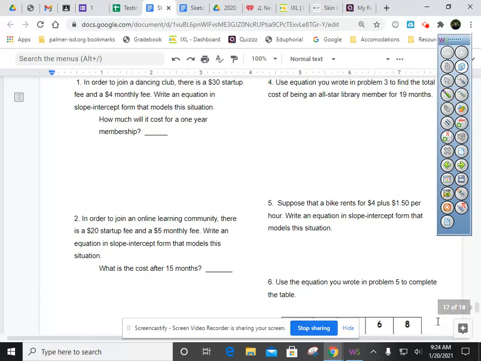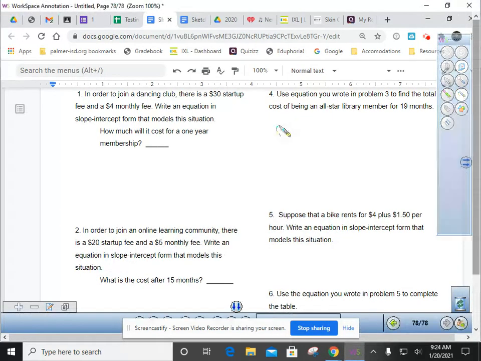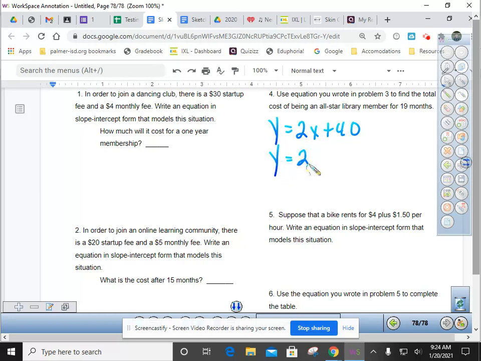Look at number 4. Use the equation in problem 3 to find the total cost of being an all-star library member for 19 months. What was our equation? Y equals 2x plus 40. So now where does the 19 go? In the x. Good. And 2 times 19? And 38 plus 40? 78.